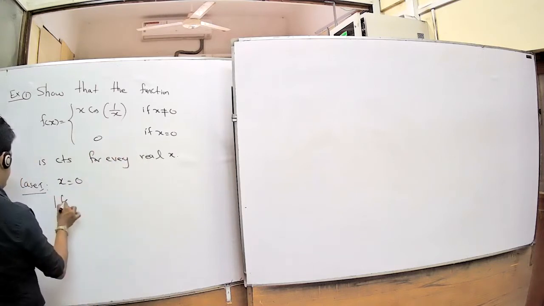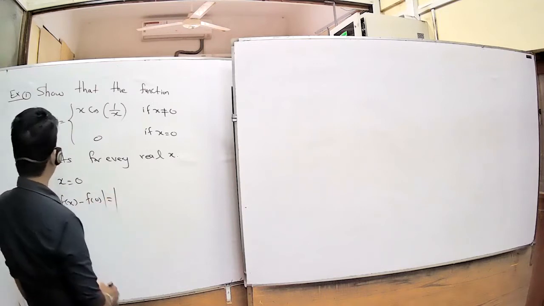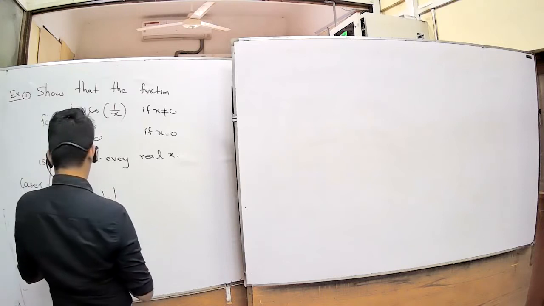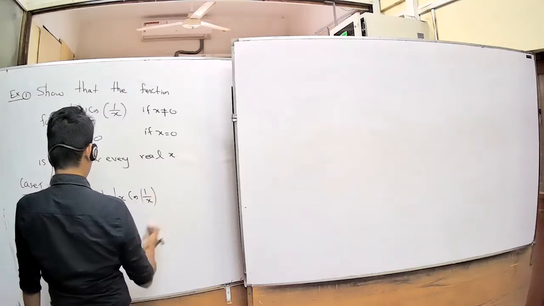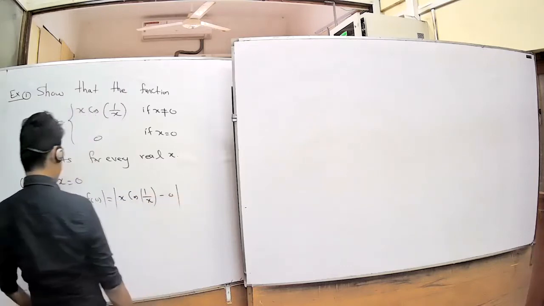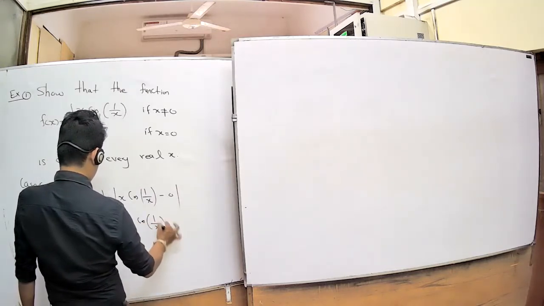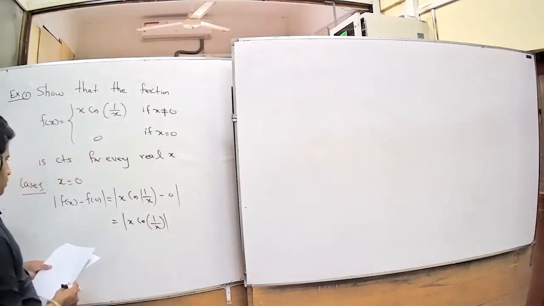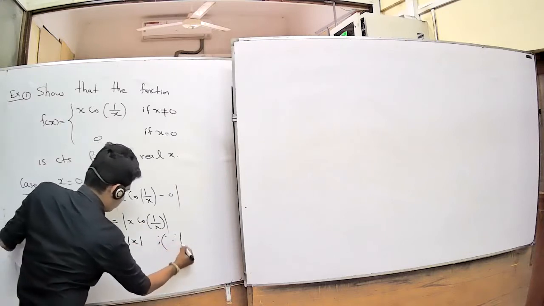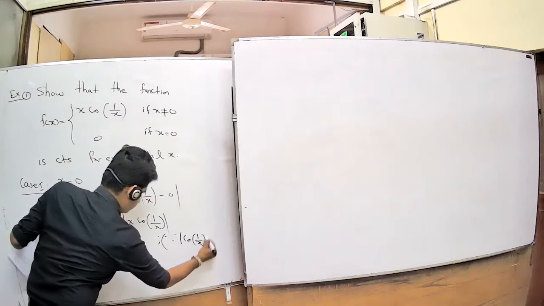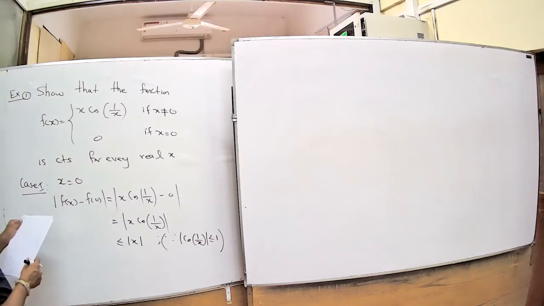Therefore, consider f of x minus f of 0. Here f of x takes the value x cos 1 over x, minus f of 0, which is 0. Therefore, you have x cos 1 over x. This should be less than or equal to modulus of x. Why? Because the modulus of cos should be less than or equal to 1.